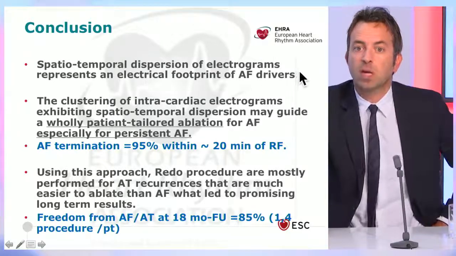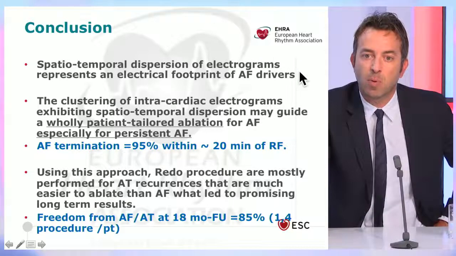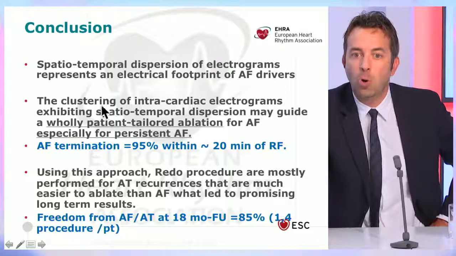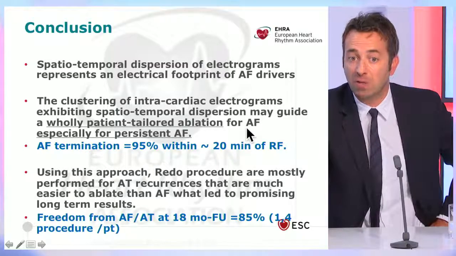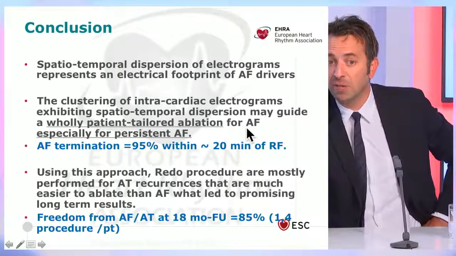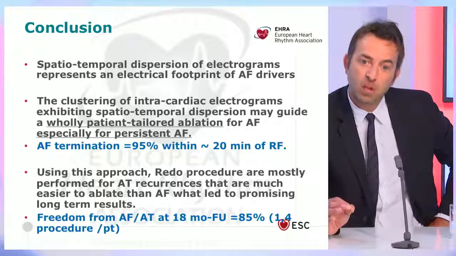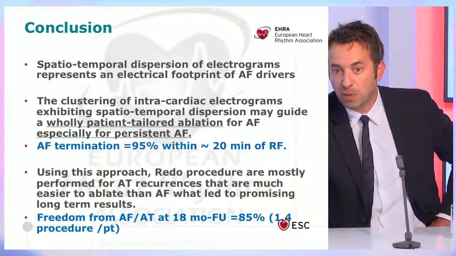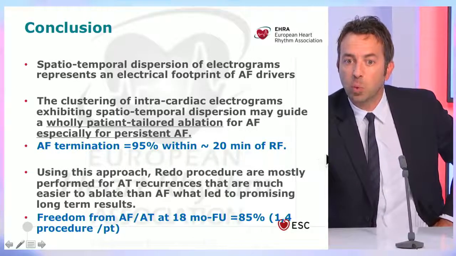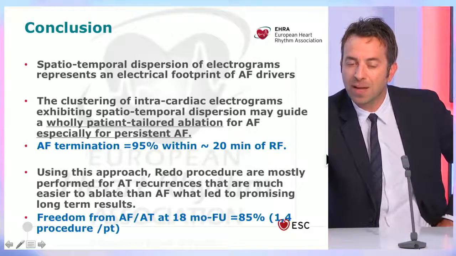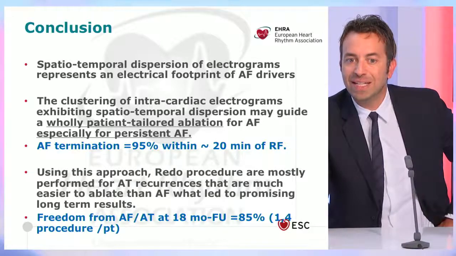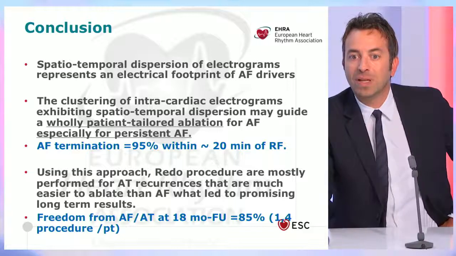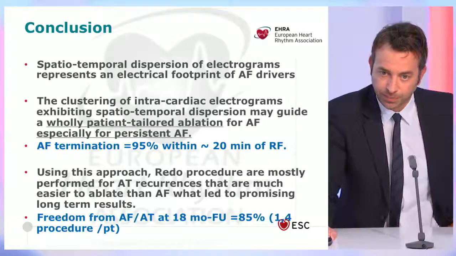The clustering of intracardiac electrograms exhibiting spatio-temporal dispersion may guide a wholly patient-tailored ablation for AFib, especially for persistent AF. We had a good AF termination rate within 20 minutes of radiofrequency. Using this approach, the repeat procedures are mostly performed for AT recurrences that are much easier to ablate than AFib, which led to promising long-term results.